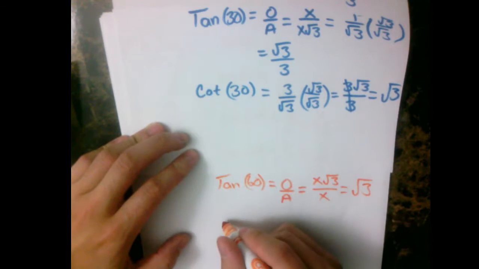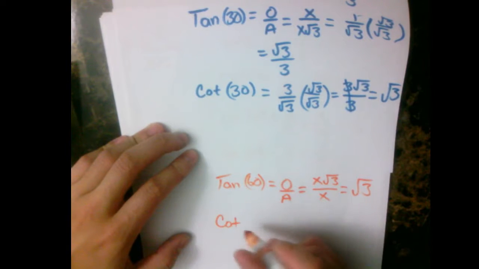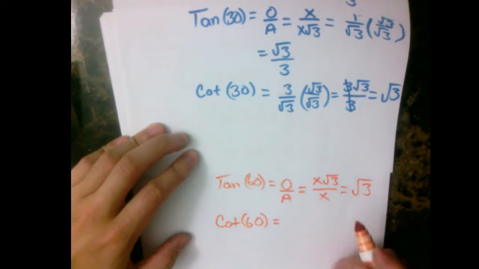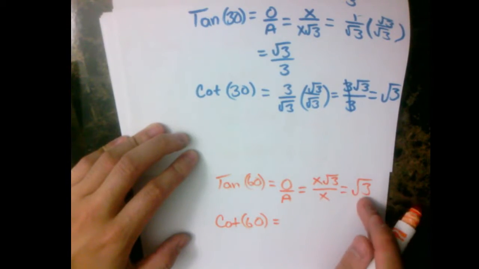Maybe you don't notice this pattern, that's okay. Again, I'm really not trying to keep secrets. Anyway, so your cotangent of 60, we're just going to flip this. So this is like root 3 over 1.